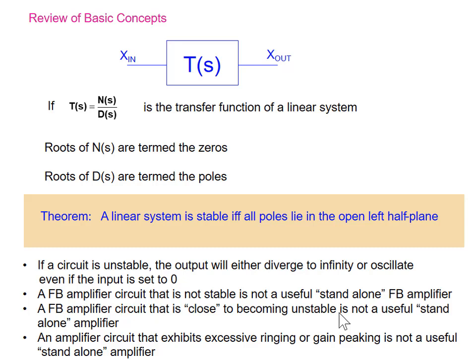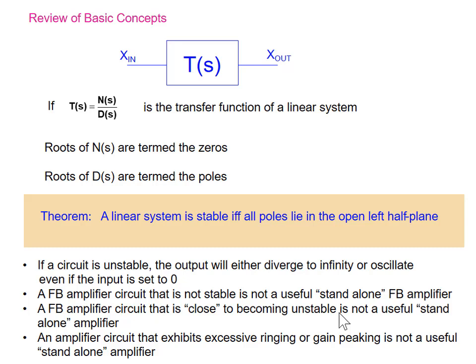Theorem. A linear system is stable if and only if the poles lie in the open left half plane. A circuit is in one of 3 modes: it's either stable, or unstable, or the poles are on the imaginary axis. Stable: poles in the left half plane. Unstable: poles in the right half plane. What do you want to define it as? Marginally stable. Marginally stable: poles on the imaginary axis.